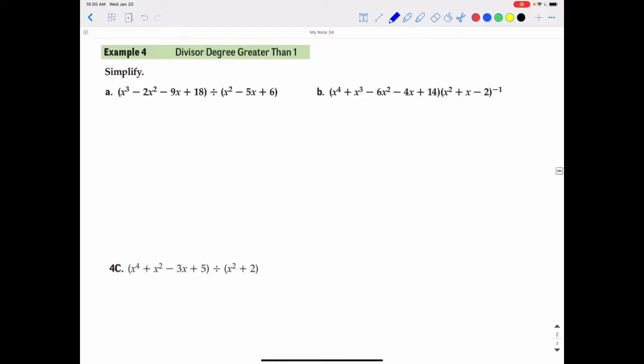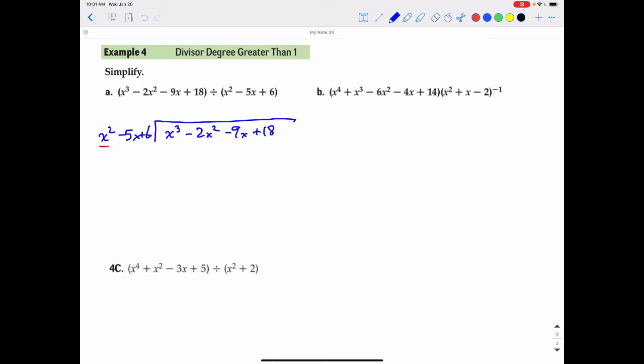So this one is x cubed minus 2x squared minus 9x plus 18 divided by x squared minus 5x plus 6. So we're up in the skill level a little bit. So let me write that with the first term inside the box. And the second set of parentheses, it will go outside the box. So the key term on this one is x squared, the first term outside the box.